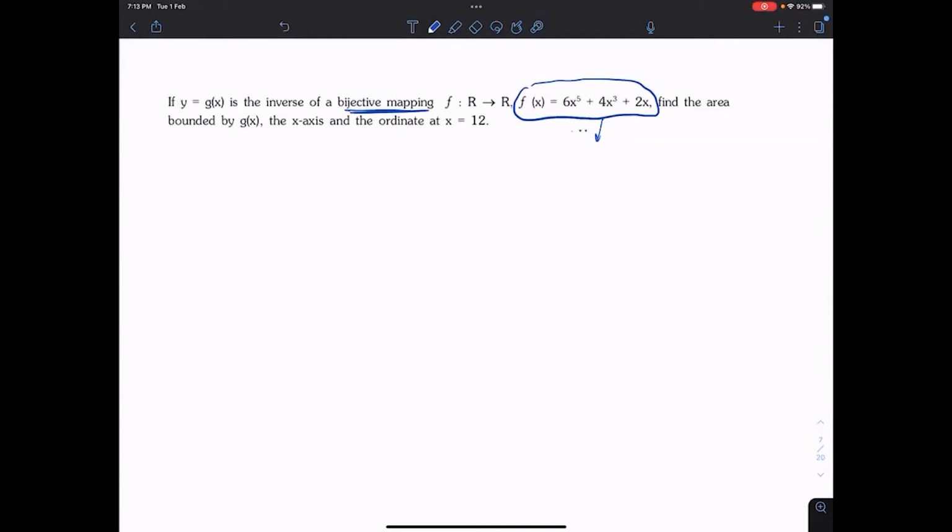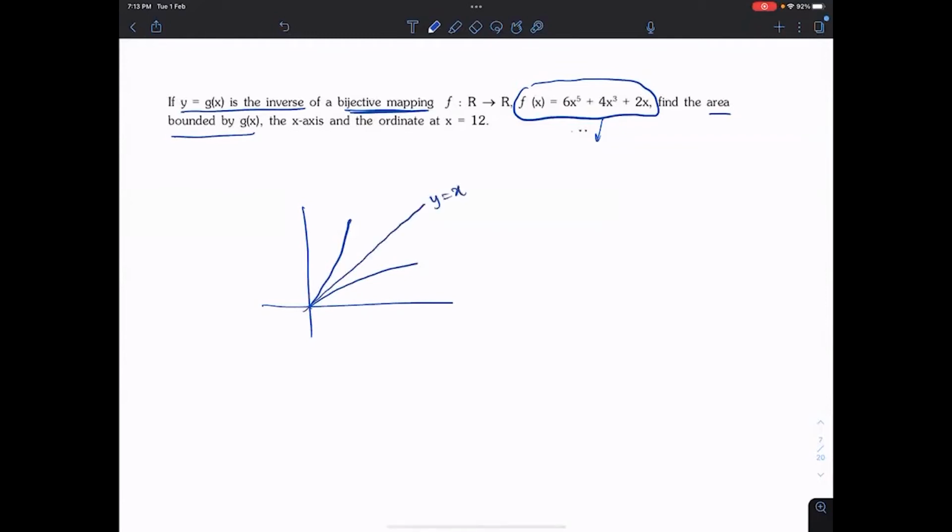But what they are asking is the area bounded by g of x. What is g of x? Inverse of f of x. So if the f of x graph is like this, then the g of x graph will be like that, the image with respect to y equals x. They are asking the area bounded by g of x, the x-axis, and the ordinate at 12. That means x equals 12.